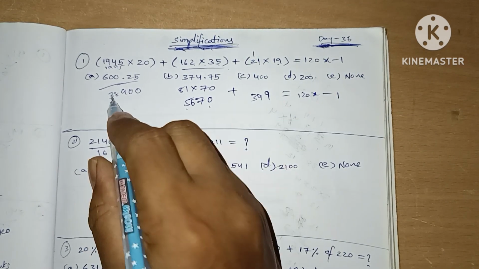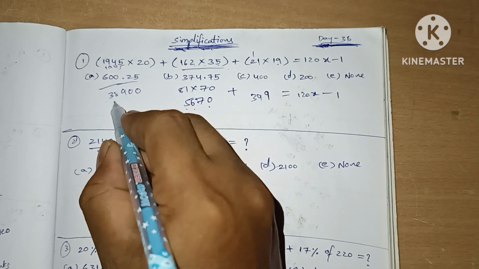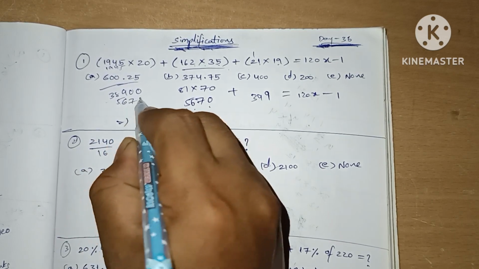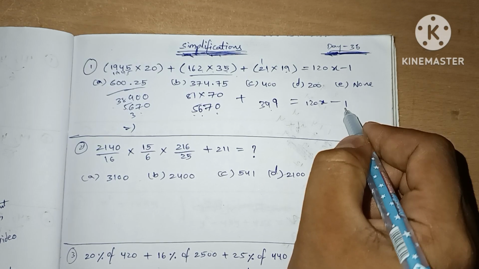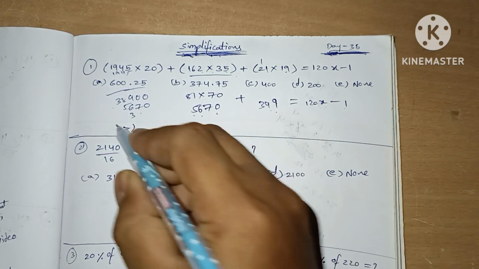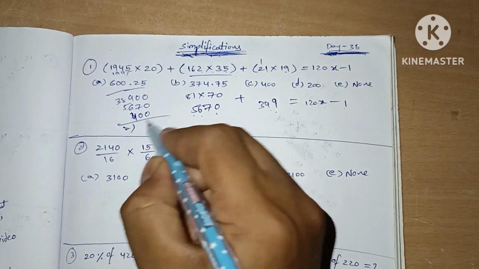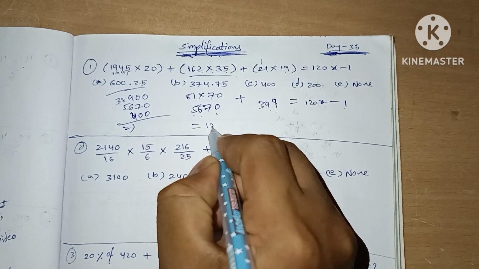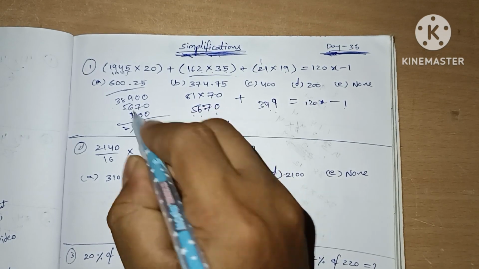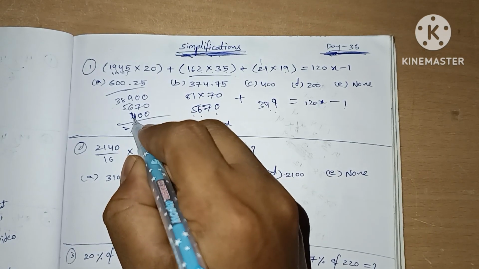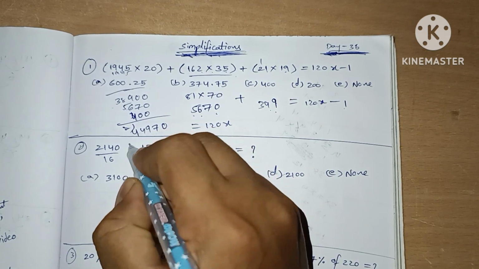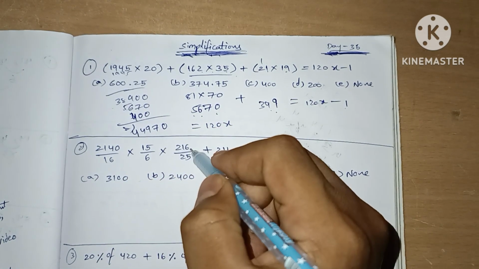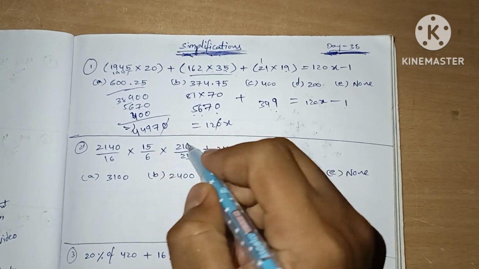So totally we have 38900 plus 5670 plus 399 and this minus 1 comes here with 400. So we have 400 here. Total whole equals to 120x. We have 0 7. This will be 10 19 9 and 5 14 4 4 970. This 0 and this 0 cancels.